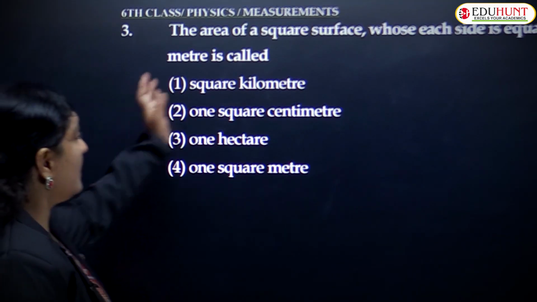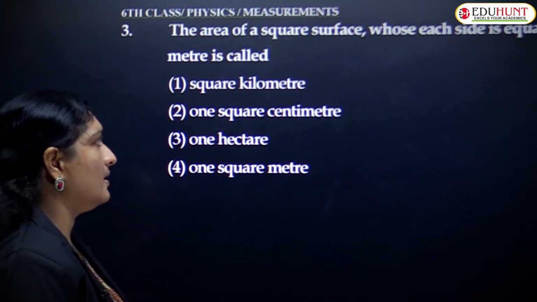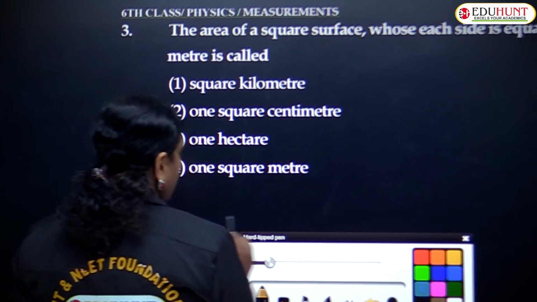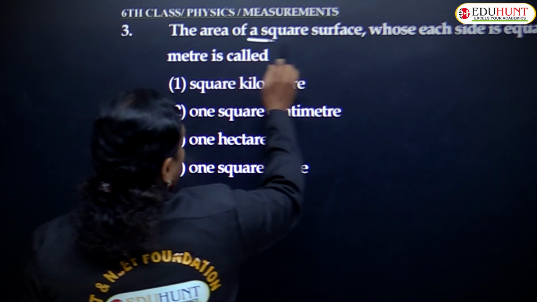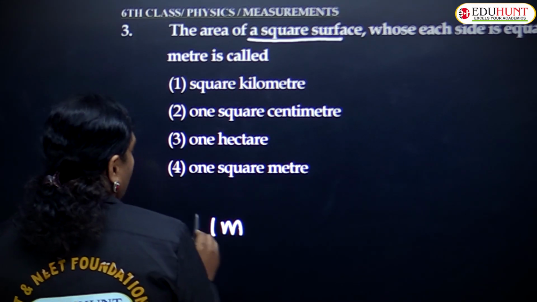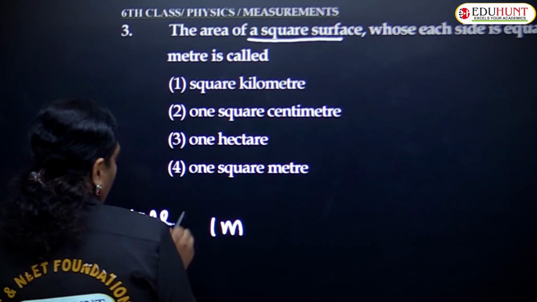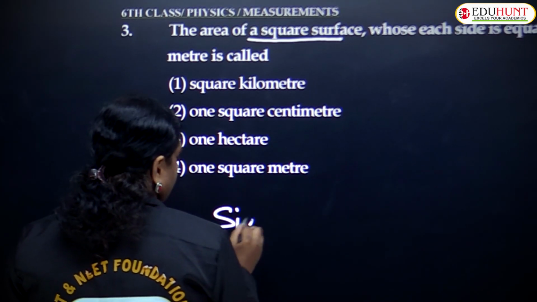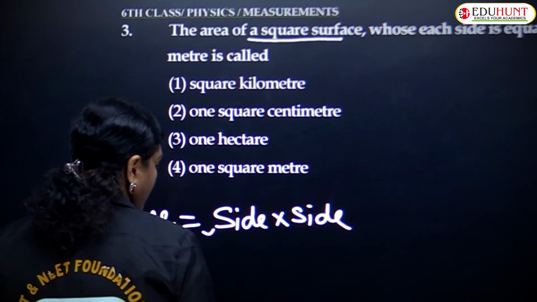Next, the area of a square surface whose each side is equal to 1 meter is. So, what have they given us? Each side is given as 1 meter, and the shape is a square surface. Square means side into side. For a square, the area would be side into side. Each side, how much have they given, children?